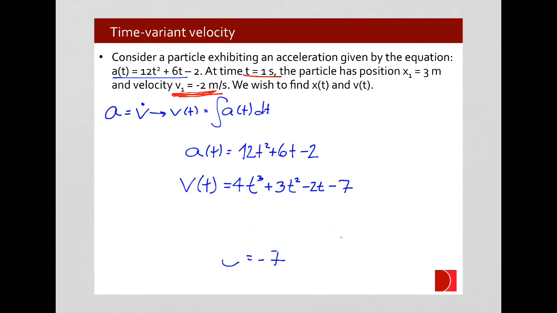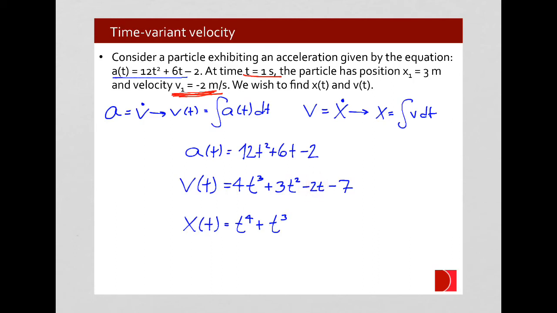Now that we have the velocity, we can find the position by the same means. Since the velocity is the derivative of the position, the position should be the integral of the velocity. So to integrate again, our t cubed becomes a factor of t to the 4. Our t squared gives us a factor of t cubed. Our 2t becomes a t squared. And when you integrate -7, we get -7t plus c. We get another arbitrary constant.